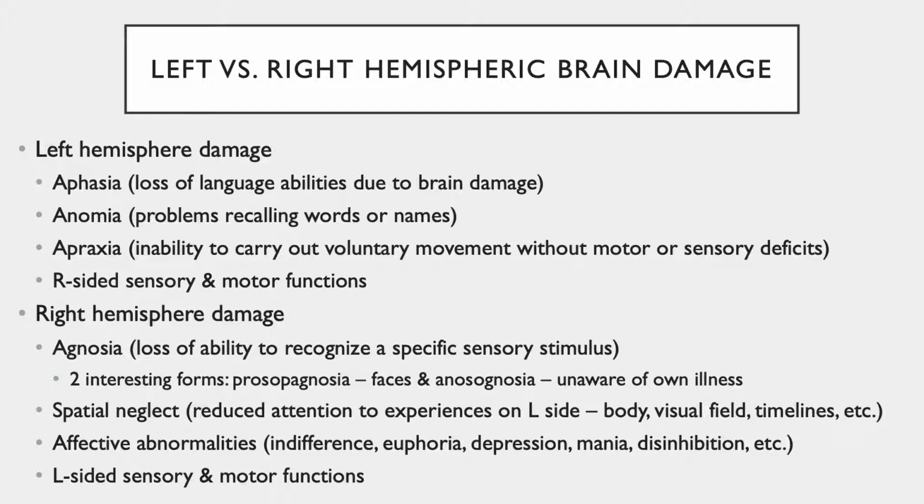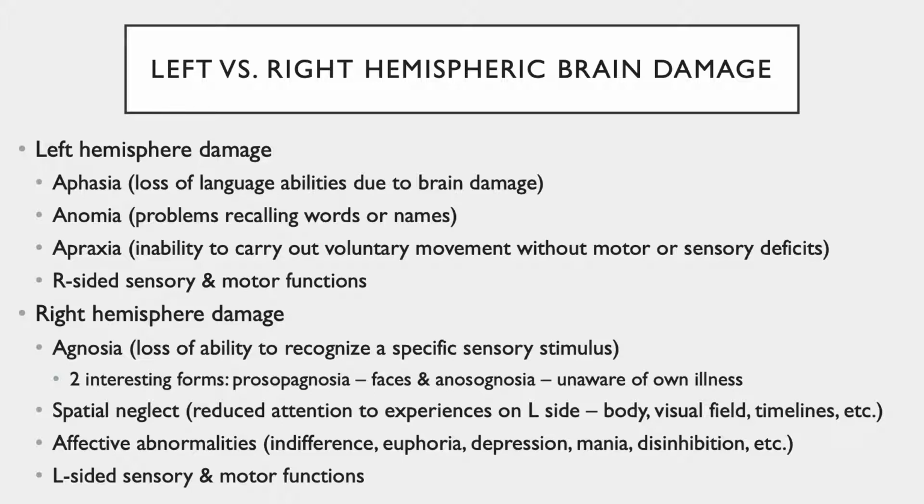Apraxia is when an individual struggles to carry out some type of voluntary movement, but this inability is not due to motor deficits or sensory deficits. For example, apraxia might involve the inability to button one's shirt, despite the fact that they have the motor and sensory skills for that to be something that they should be able to carry out. Because of the contralateral functions of the brain, left hemisphere damage is also associated with right-sided sensory and motor dysfunction.